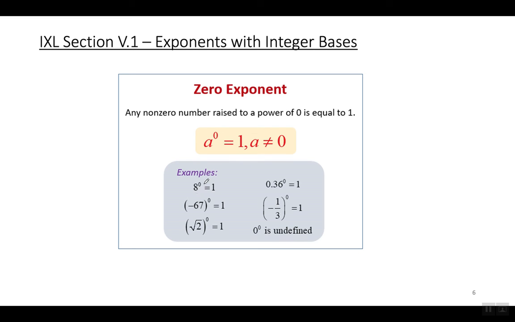So look at these examples. A to the 0 power equals 1. Negative 67 to the 0 power equals 1. The square root of 2 to the 0 power equals 1. You get the drift, right? The only exception is 0 to the 0 power, which is undefined. You're not going to see that in this IXL, and you hardly ever see that, so don't worry about it for right now, okay?